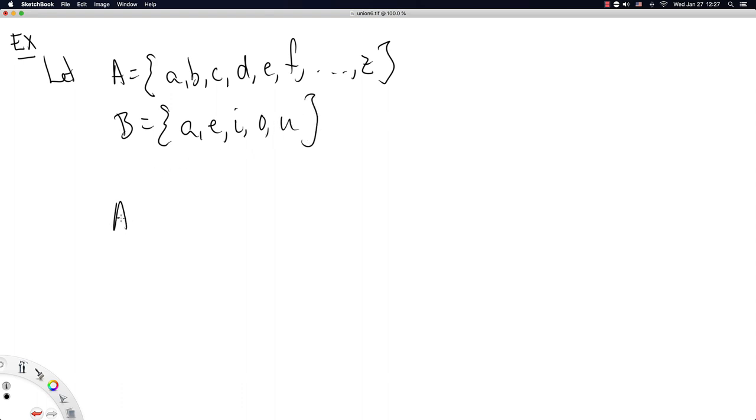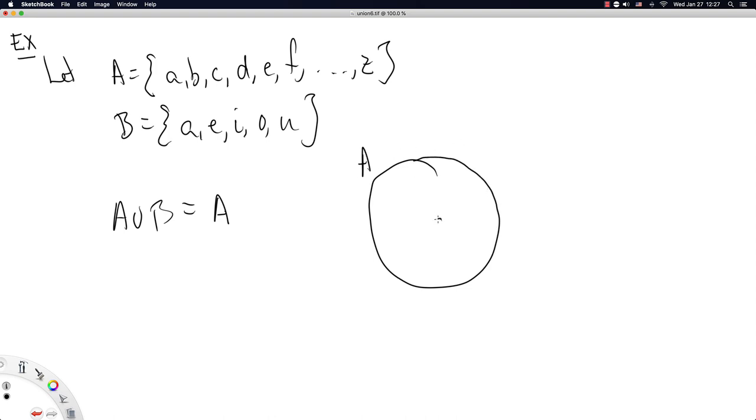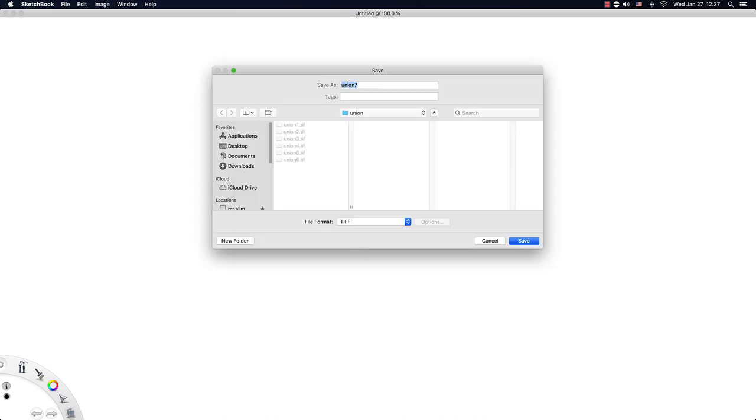And then in this case, A union B is just equal to A, because as we have these sets defined, B is just a subset of A. Because B is a subset of A, the union is just equal to A. Okay, there we go. We're cruising through these examples. So good. One last one.